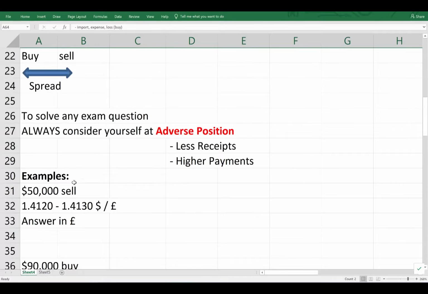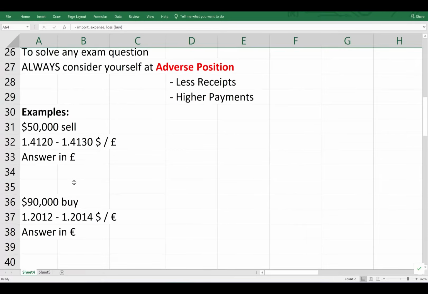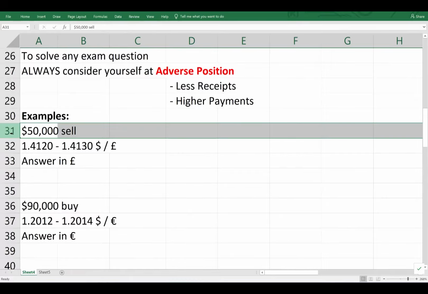Can you please find the answer for the first example here? Let's say we want to sell. We are based in the UK. Let's say we want to sell $50,000. We make our export and we receive $50,000. We want to sell and we need to find the answer in pounds. So what should we do? First of all, division case or multiplication case, and then what should we do? Yeah, we divide, because the first currency and the currency that we have to exchange are the same. So division case.